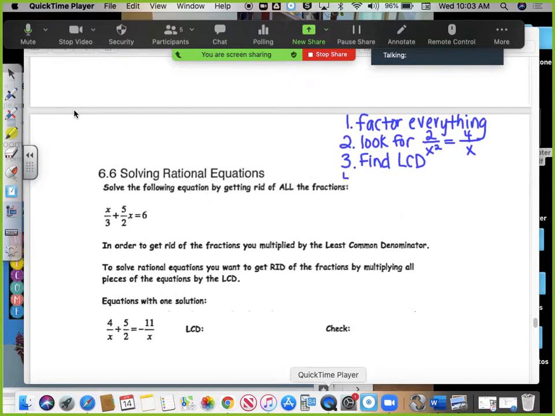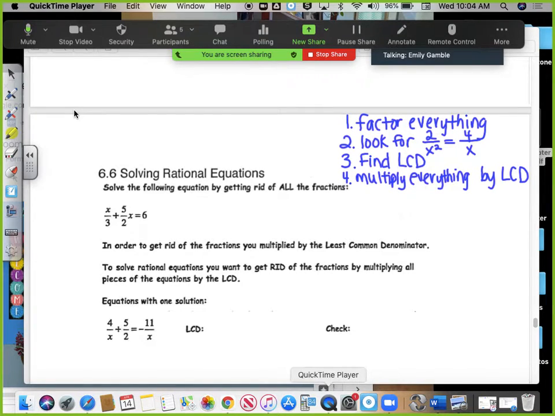So the fourth step would be to multiply everything by the LCD. So if you find that the LCD is x plus 1, then you will multiply everything by x plus 1. But you're just multiplying it by x plus 1 over 1. So you only end up multiplying everything in the numerator by the LCD. The denominators will stay the same.